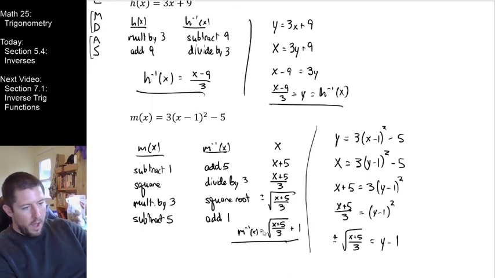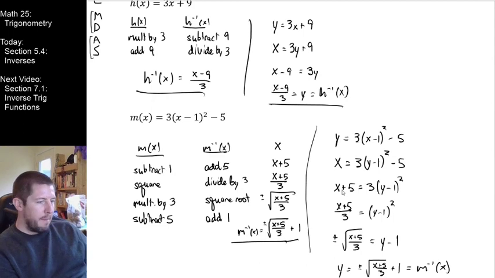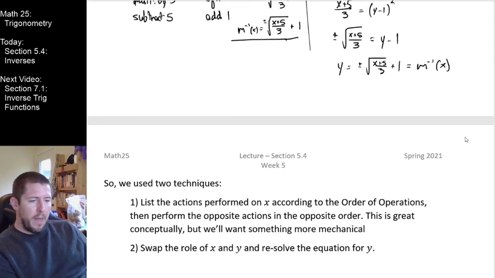Technically that is here as well. And now we're going to add 1, exactly our final step right here. So it looks like y is plus or minus the square root of (x plus 5) over 3, plus 1. And that's what we're calling m inverse of x. So it's good to see that our verbal route and our algebraic route both take us to the same place. And plus or minus should bother you a little bit right here, though. Let's talk about that a little bit more.